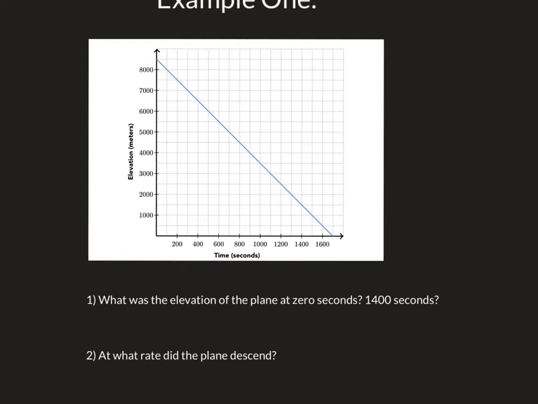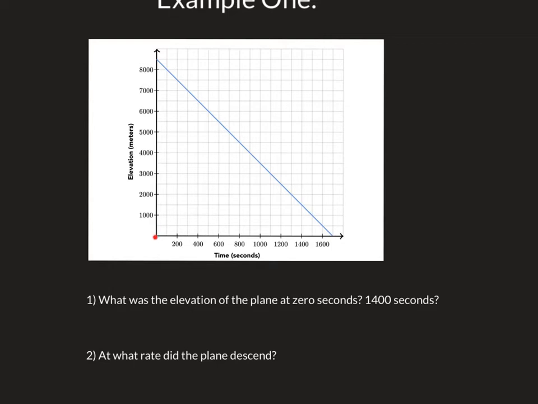So what we want to know is what was the elevation of the plane at 0 seconds. What this is asking for is a point, okay? And the point we're looking for is when time is 0. When there's 0 seconds, we want to know what the elevation is. So we're going to go to time, because we know that it has to be 0 seconds. So at 0 seconds, it's going to be right here, right? That's where it is on our x-axis. But what we care about is where the plane is, and the line is representing the plane.